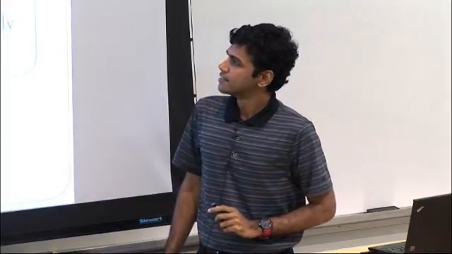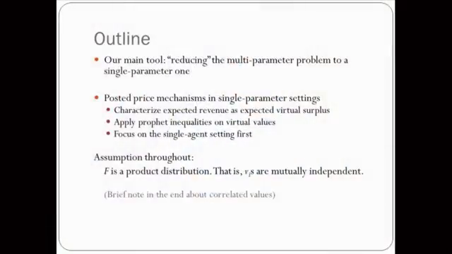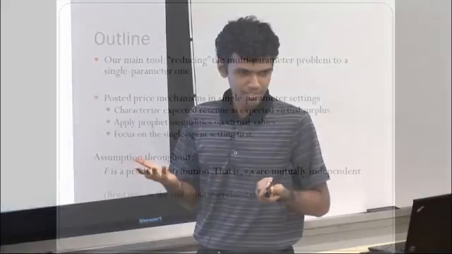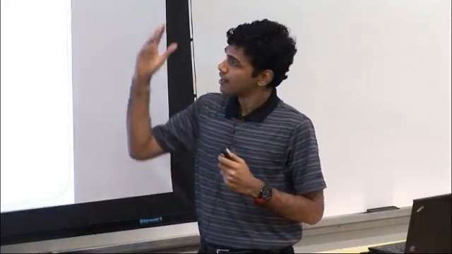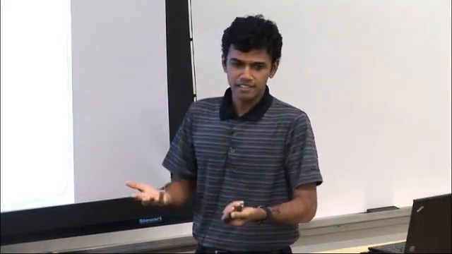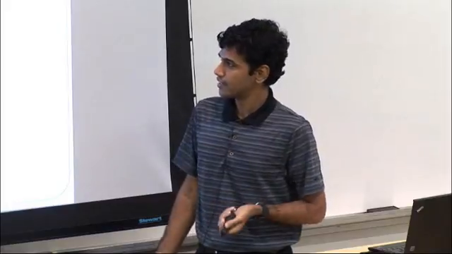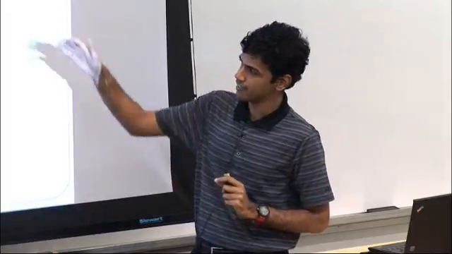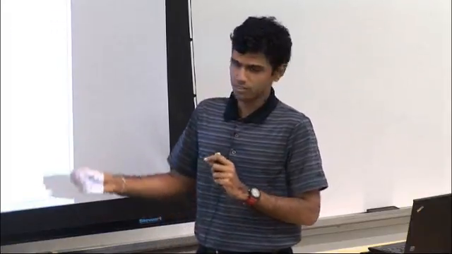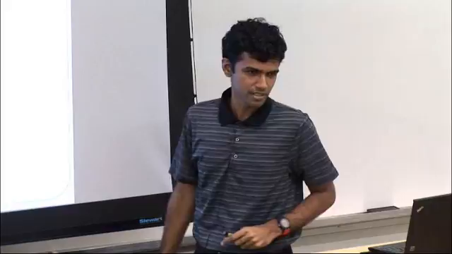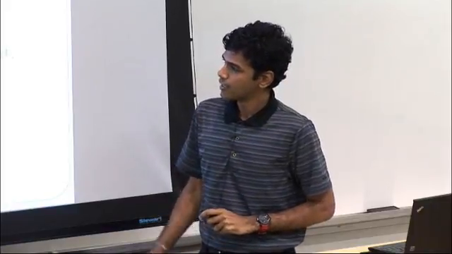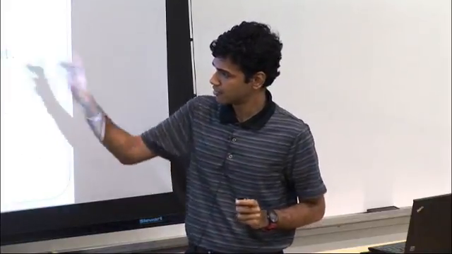So this is the outline of the talk. The main tool is basically understanding these multi-parameter preferences. These are complex objects, and that's why it was difficult to find out how much you can extract optimally in these settings. So we are going to reduce this multi-parameter problem to a single parameter problem. That's the first step. Then the goal is to develop good posted price mechanisms for single parameter settings, and that's where I'll make the connection to profit inequalities, and then show that these mechanisms can also be generalized to multi-parameter settings. Now, the assumption throughout the talk, as I already said, is that F is a product distribution.